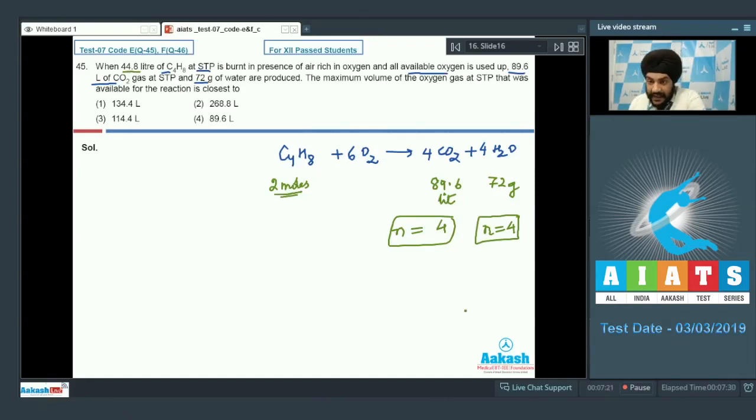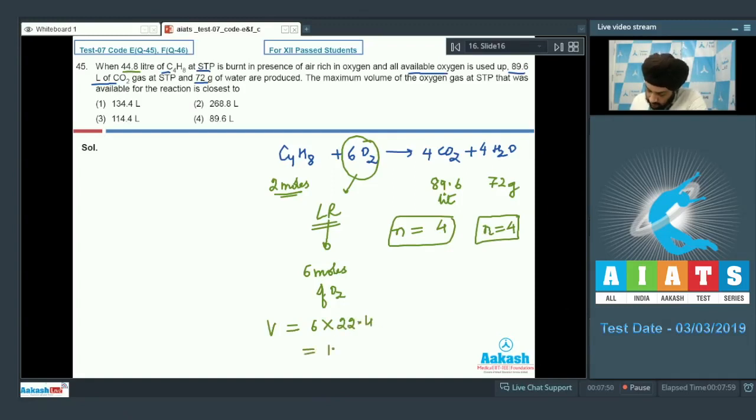So looking at the data, we can clearly see that the oxygen has to be the limiting reagent in this case. It is the LR, which stands for limiting reagent. And if you look at the stoichiometry of the given reaction, we can see that there must be 6 moles of O2 present in the combustion mixture which was given to us. So if we talk about the volume, we just have to multiply the 6 moles by the molar volume, which is 22.4. So this gives us a value of 134.4 liters. So students, for this question, we have to select the first option as the correct answer.